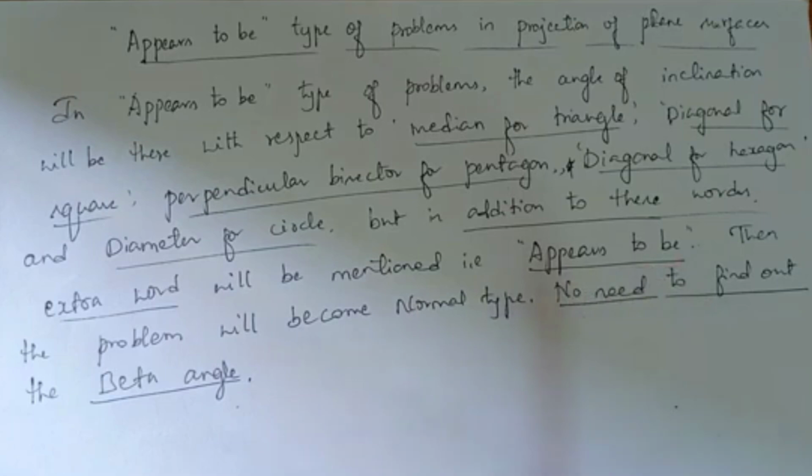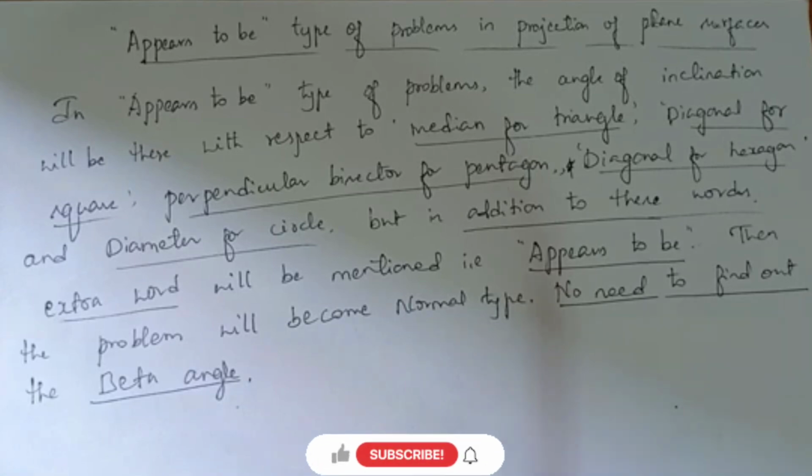If appears to be is given in the question, the problem becomes a normal type, and in this type of problem we should not find out the beta angle. Remember it. In addition to words like median, diagonal, perpendicular bisector, diameter, they'll be mentioning a word called appears to be. If appears to be is mentioned in the question, the problem becomes a normal type and there is no need to find the beta angle.